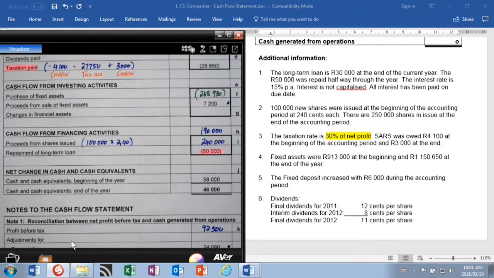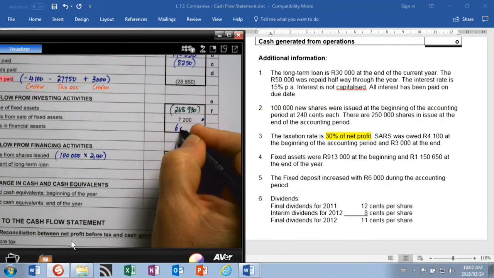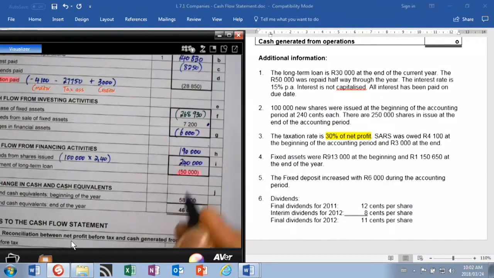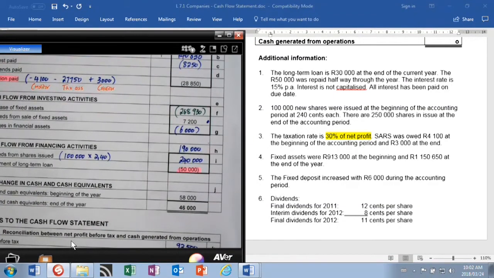The fixed deposit increased with 6,000 Rand during the accounting period. That means changes in financial assets. That means that money goes out because we put more money. We put 6,000 Rand more on a fixed deposit. So that we put there.